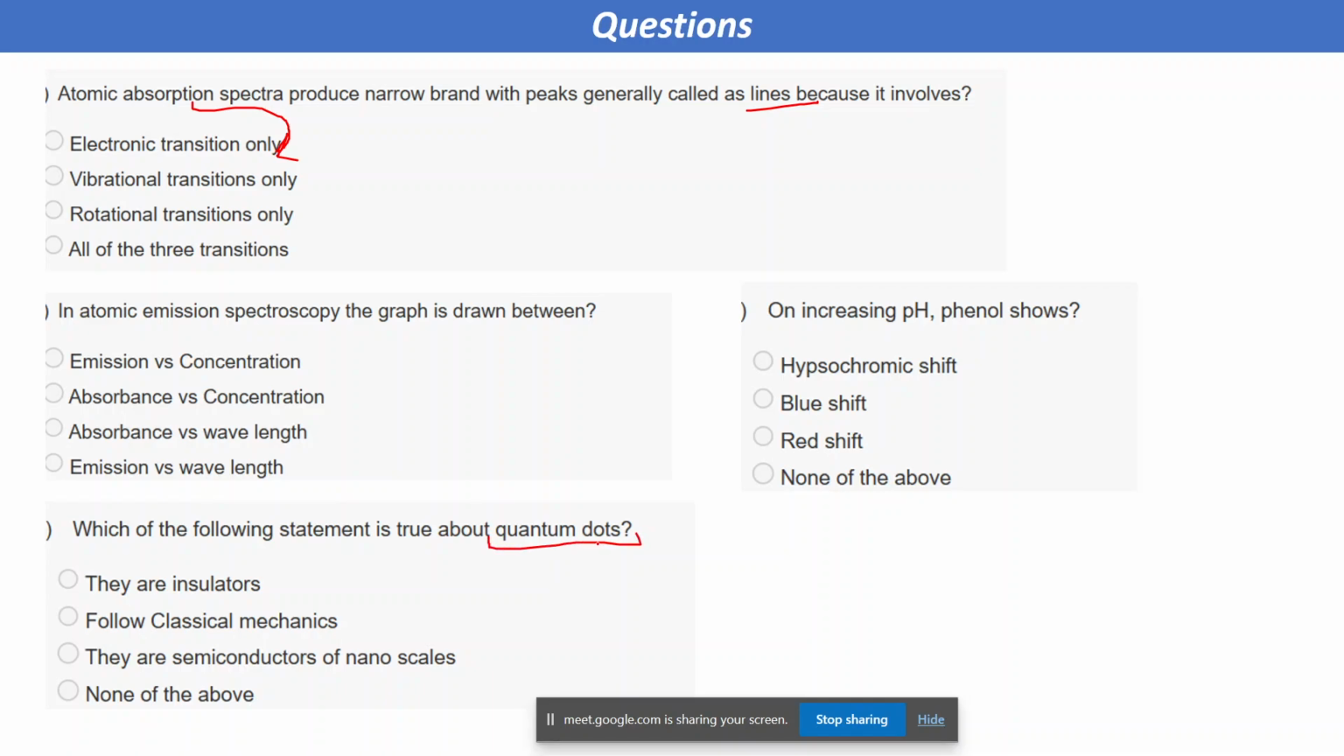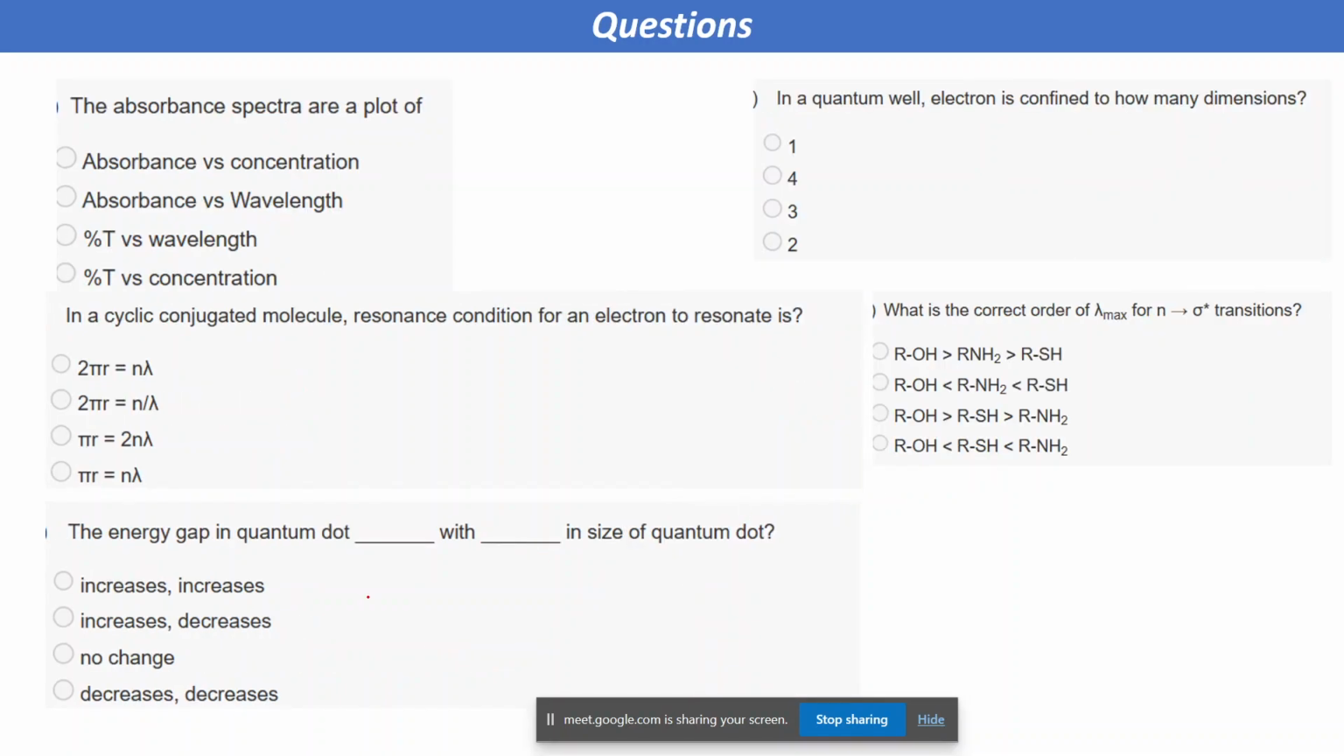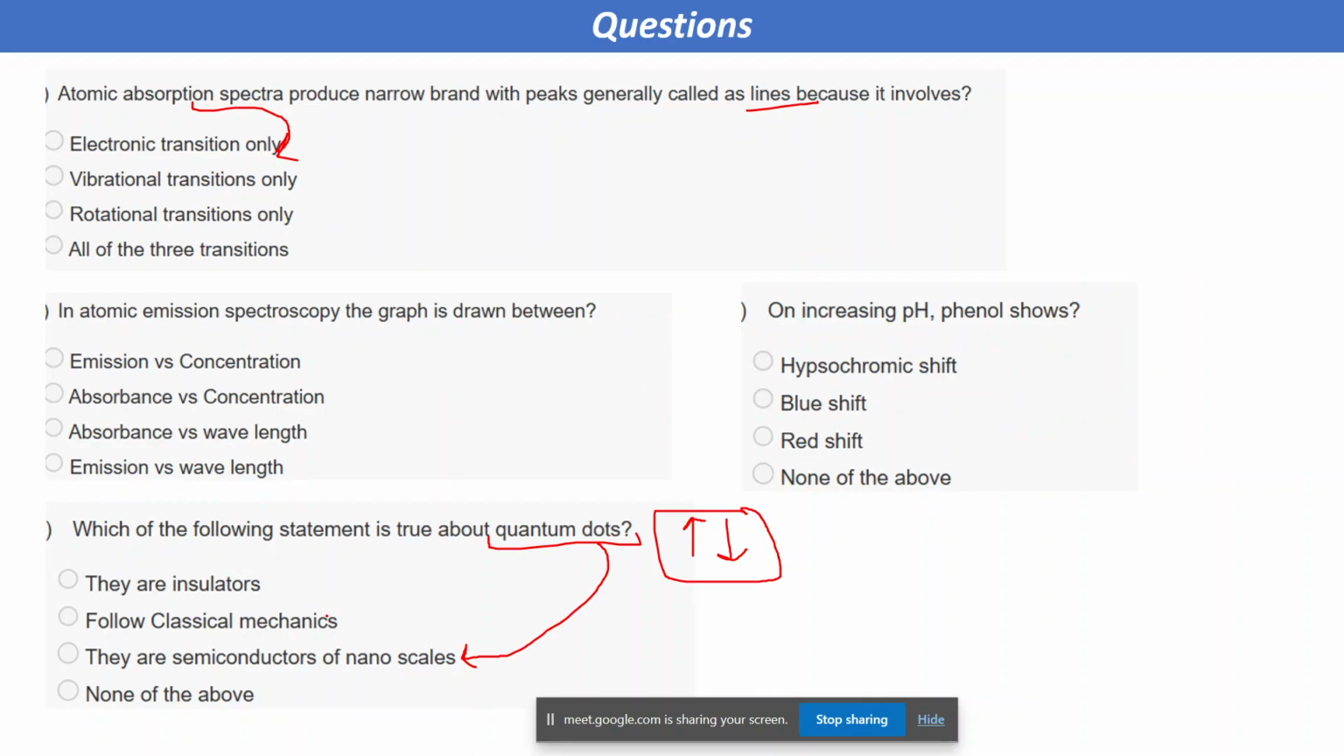Then what are quantum dots? Quantum dots are basically semiconductors of nanoscale, and we have discussed that on increasing the size of the quantum dots, the energy gap decreases, or vice versa. So they're inversely proportional: the energy gap increases as the size of the quantum dot decreases.